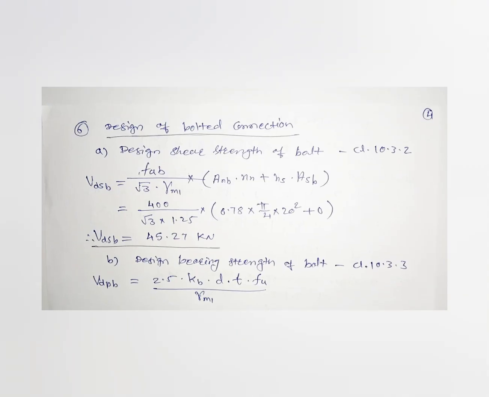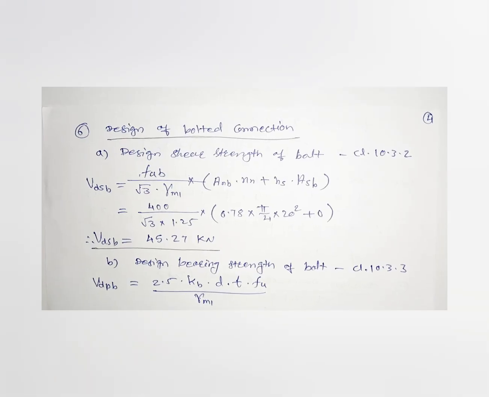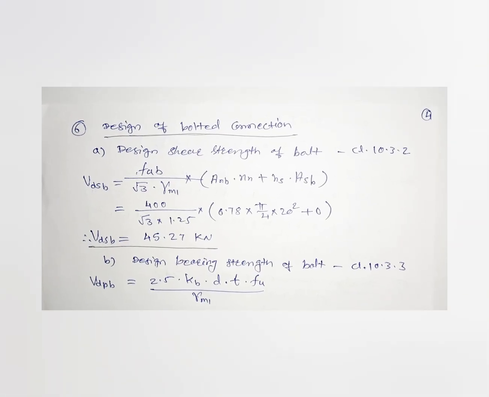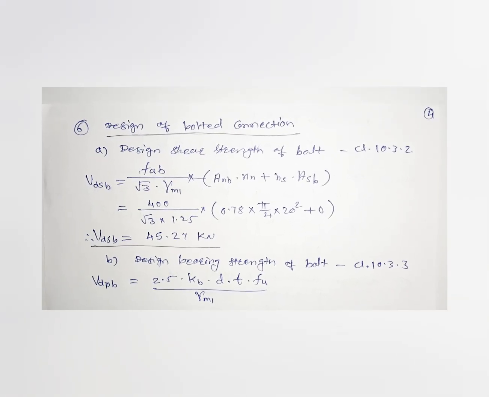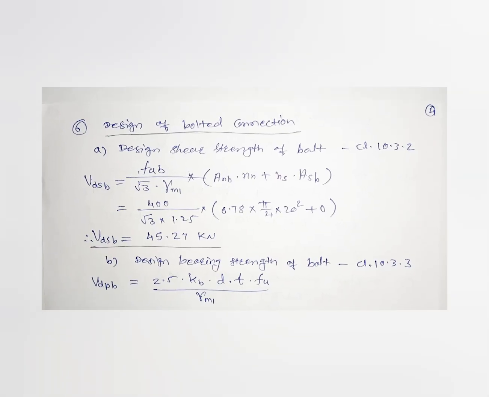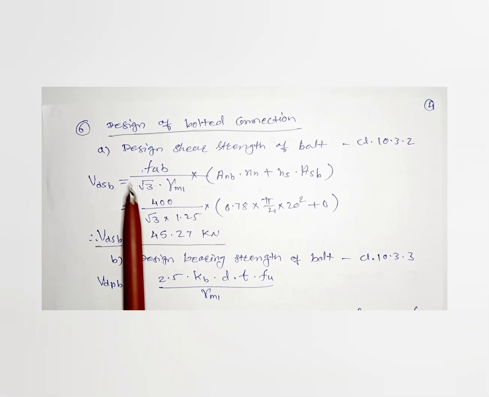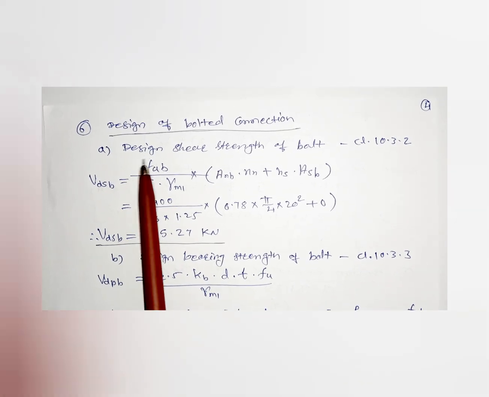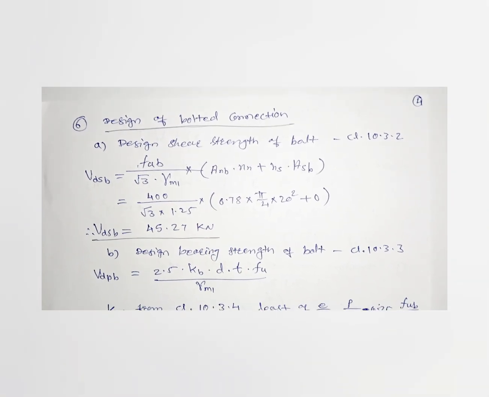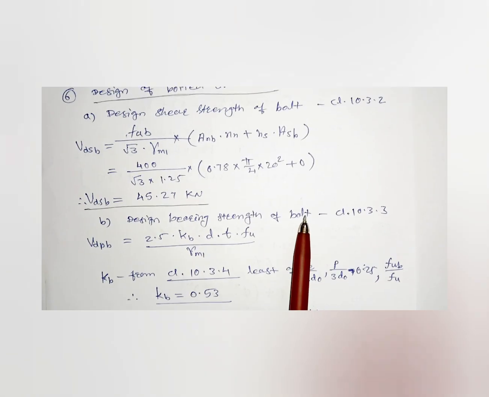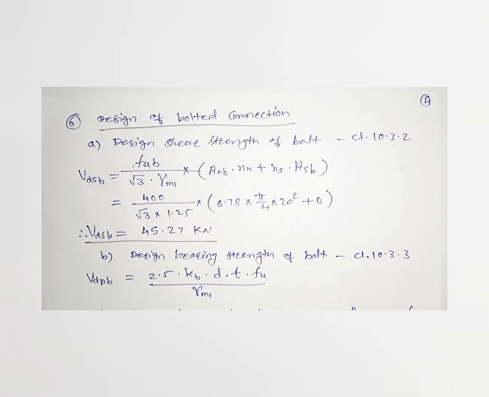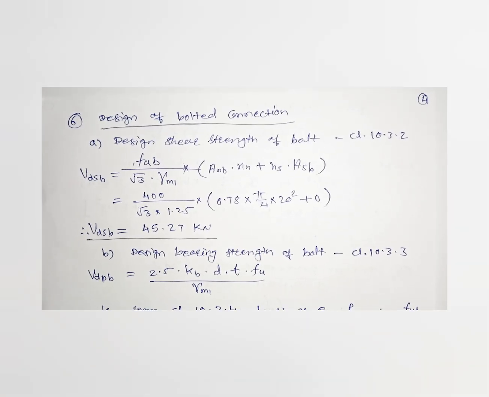The last step is design of the connection. It is given in our numerical that it is a bolted connection, so we are going to design a bolted connection. For the bolted connection, we have to determine two cases: design for shear strength of bolt and design for bearing strength of bolt. In tension member, we have already studied this one.